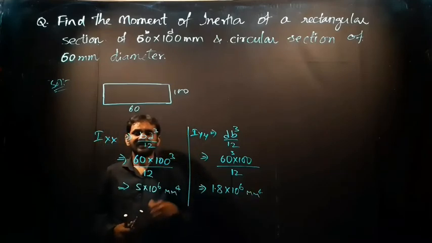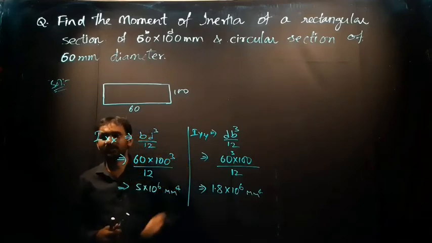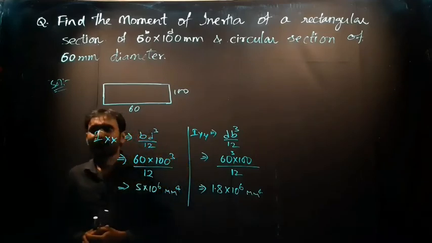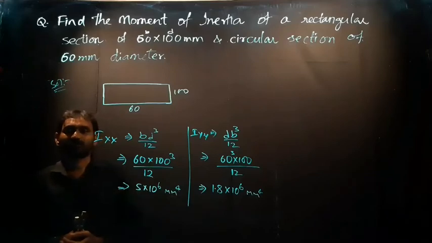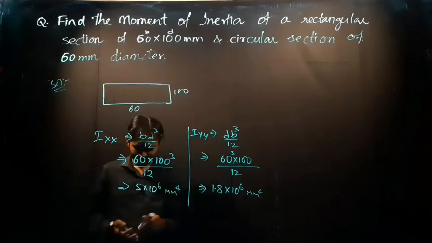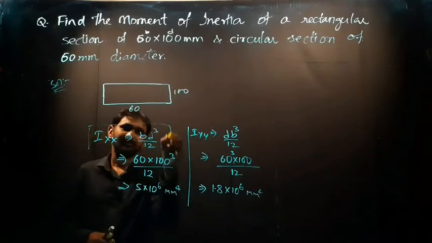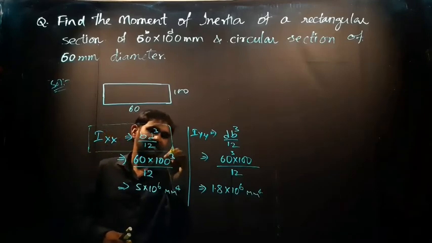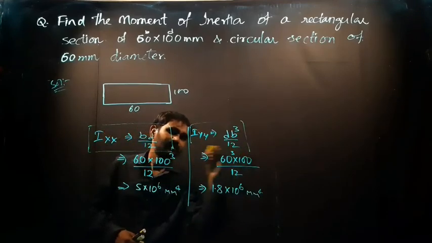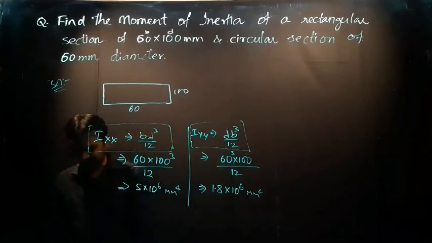So this way you have to find out the moment of inertia. Always remember that moment of inertia values will be in mm to the power of 4. Now we are going to find out for the same circular section. I'm writing the formulas in the box here. These are the two basic formulas, Ixx and Iyy.